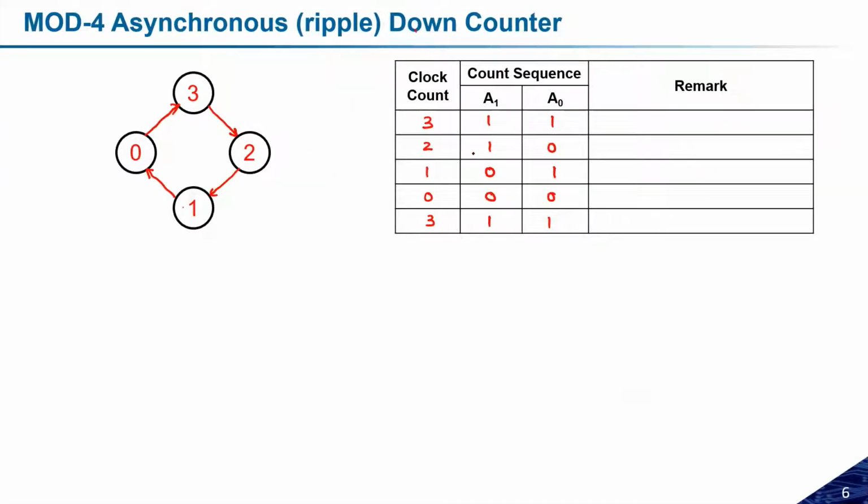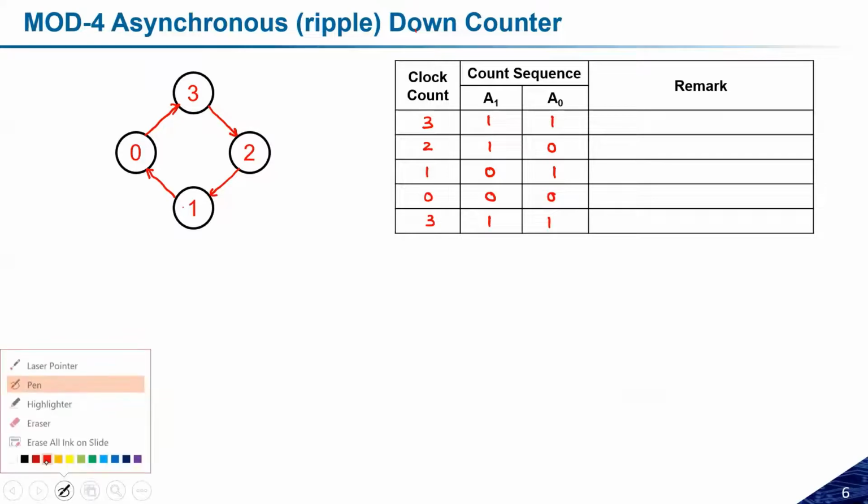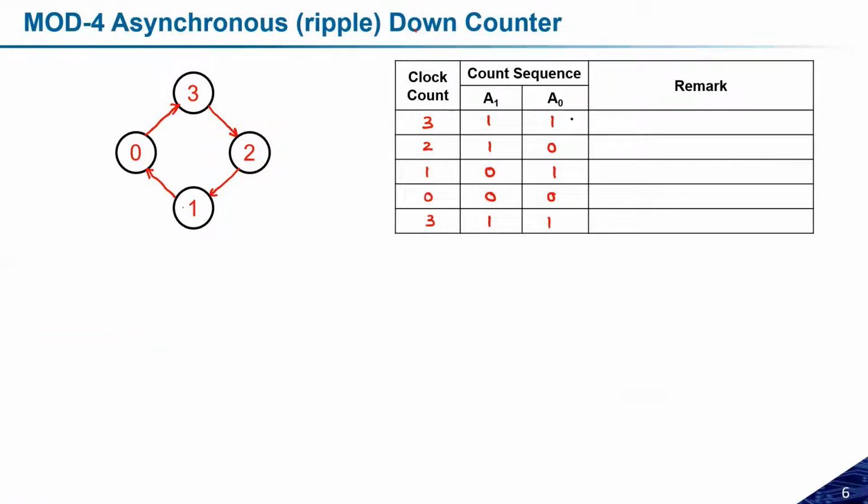So here I have this. If you see here, the changes are here: A0 is changing from 1 to 0, and A1 is unchanged. Similarly, in this case, A0 is changing from 0 to 1, and A1 is also changing from 1 to 0, and so on. You can just write it down. This is something that you should know.